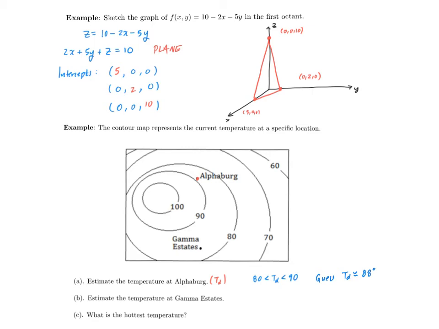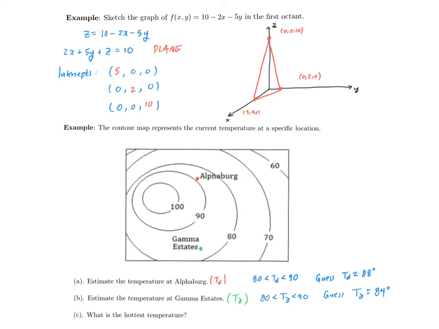Okay, so similarly here, estimate the temperature at Gamma Estates. So if we let that be T sub gamma, we see that Gamma Estates is also between the 80 and the 90 degree contour. So we can once again make the observation that 80 is less than T sub gamma is less than 90. But in this case, when we make our guess for the temperature at Gamma Estates, it's closer to the 80 contour than it is to the 90. So in this case, I'm going to go ahead and say maybe 84 degrees, just to give it an estimate. And once again, if you were to say 83 degrees, 85 degrees, those are all reasonable estimates to make.